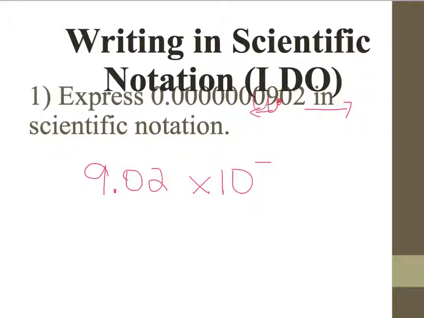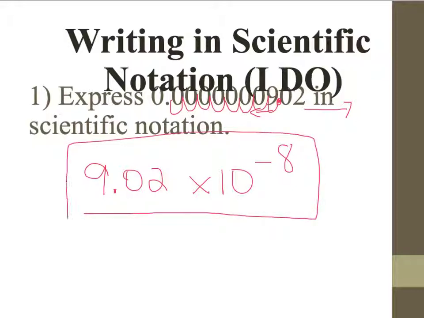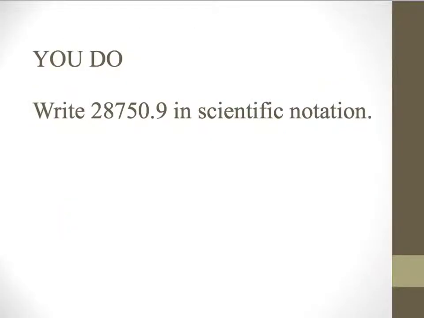Because I'm going to the left, I know that my exponent is going to be negative. So 1, 2, 3, 4, 5, 6, 7, 8, times 10 to the negative 8. If you have a really, really tiny number, it's negative, you're going to the left. And if you have a really, really big number, it's positive, going to the right. Okay, so I'm actually going to change this one here. I'd like you to do this problem instead.